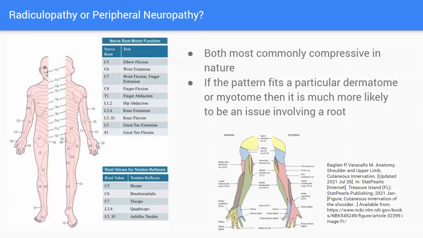And so this slide is more for your reference later on, but it goes without saying that if a pattern fits a particular dermatome or myotome, then it's much more likely to be an issue involving a root. So if you have, for example, C5 involvement, you would potentially expect a deficit with elbow flexion, a sensory deficit near the shoulder, as well as perhaps a decreased reflex of the biceps.